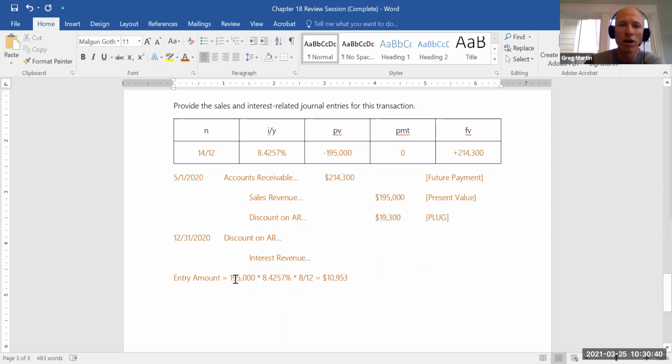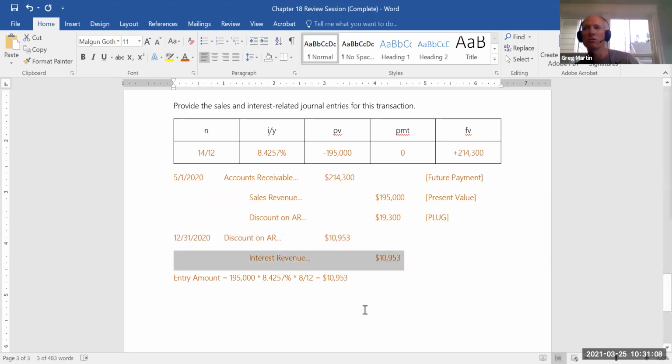This is the amount of interest that I would record between May 1st, 2020 and April 30th, 2021. That's this number right here. That's the interest that I would recognize in between those 12 months. However, 8 months of that occurred in 2020. So that's why I'm recording only $10,953 on that date.